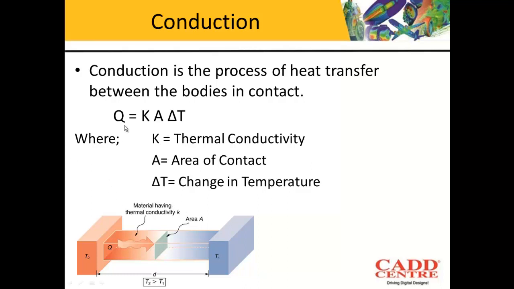Okay. So when you talk about the heat transfer, the formula that we consider in conduction is K A delta T, where K is the thermal conductivity of the material, A is the area of contact, and delta T is the change in temperature. Okay. So this is about conduction.